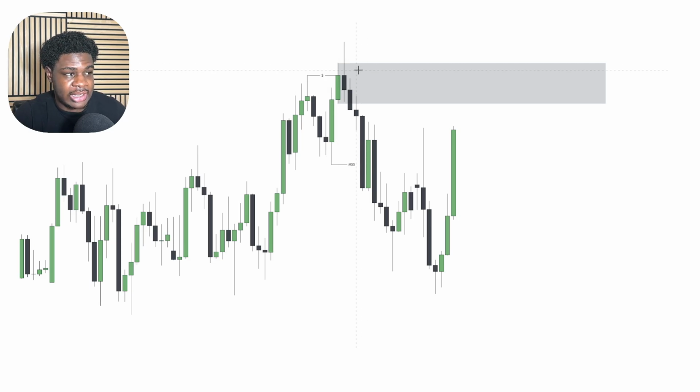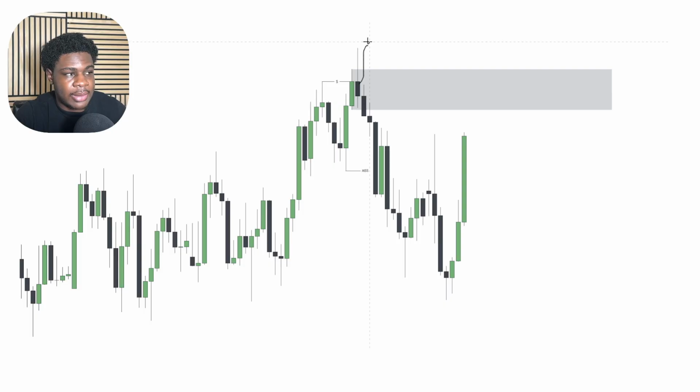Most likely after taking out these traders, seeing the strong push to the downside, price reached above this level, it can no longer continue going higher. So price is obviously going to go lower. But the thing is, you don't want to short just anywhere within the markets.